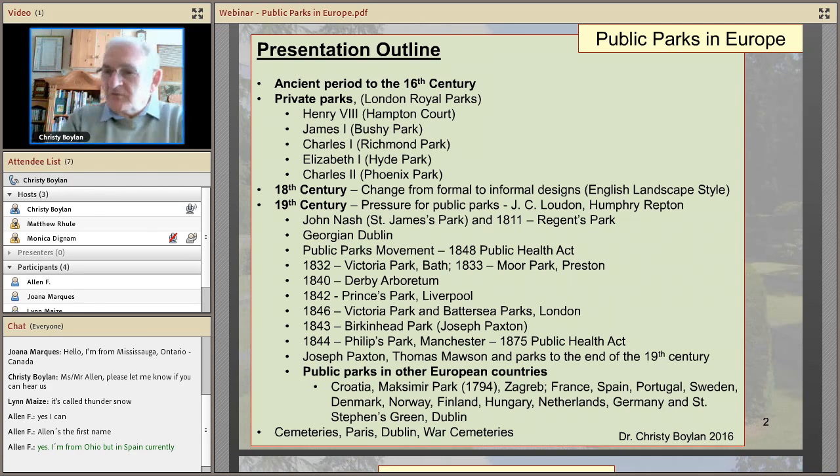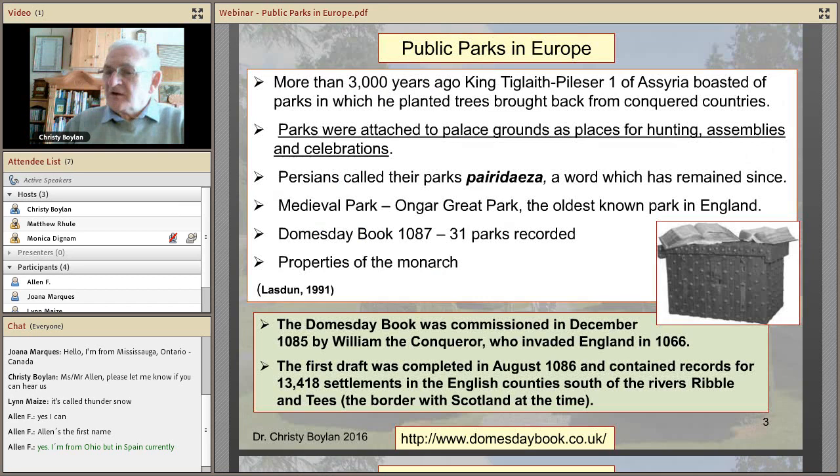And then we'll talk about some parks in other European cities. I have been fortunate to have travelled quite a bit around Europe and indeed around other parts of the world, and visited many of these places, and I'm quite familiar with them, which is a help. The presentation will end with cemeteries, and war cemeteries included in that, because they are also part of our parks and recreation visits that we like to take. So we start off then.